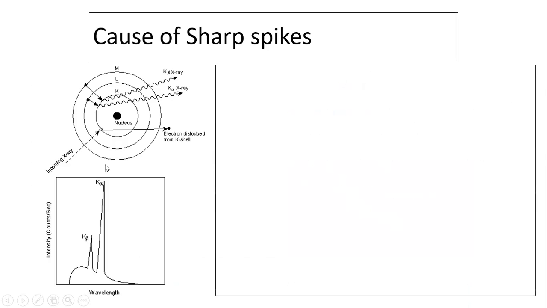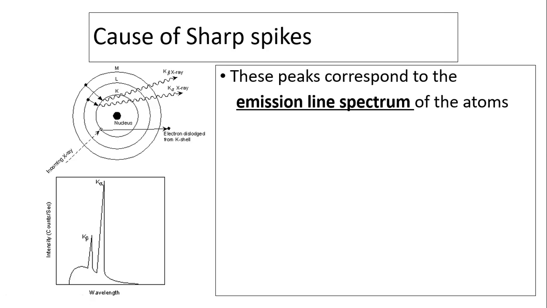The picture I explained to you. This is the alpha, that one there. That one will cause a K beta. That means the X-ray is produced by electron transition from L to K, M to K. M shell, L shell, K shell. So there are peaks corresponding to the emission line spectrum. These are emission line spectra that we see as spikes, of atoms of the target.